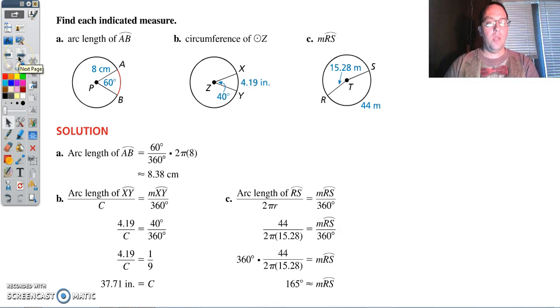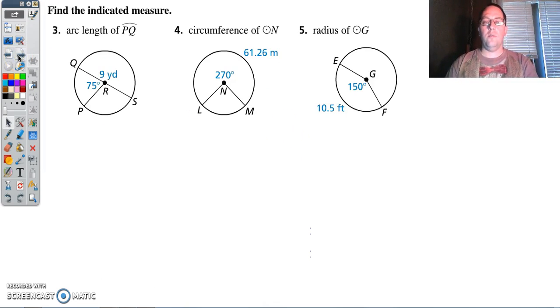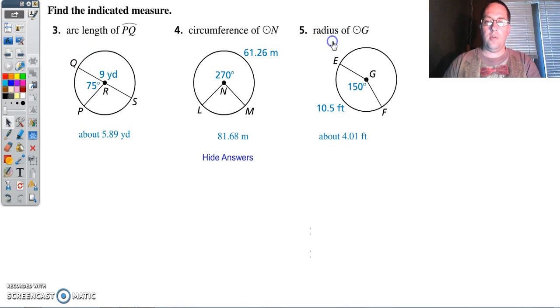All right. So what I want you to do is work out these three problems here. Pause the video, work them out, then come back and check your work. All right, so let's see how you did. Number 3, number 4, number 5. If this is what you got, congratulations. You can fast forward to the next little bit. If not, let's go over it.